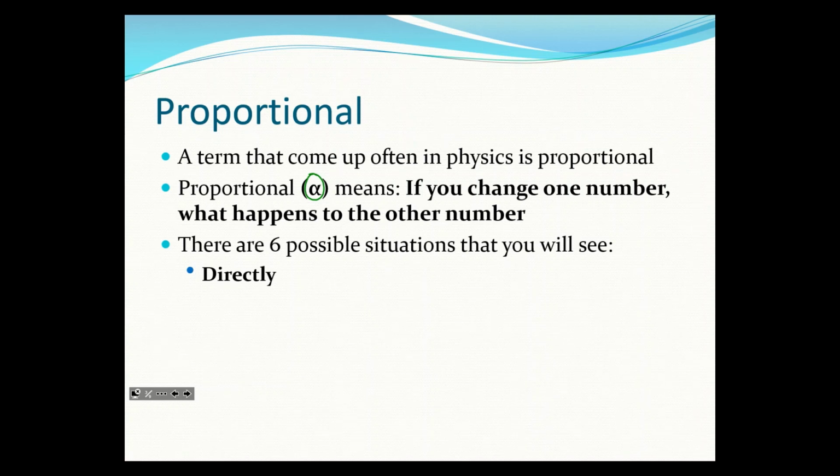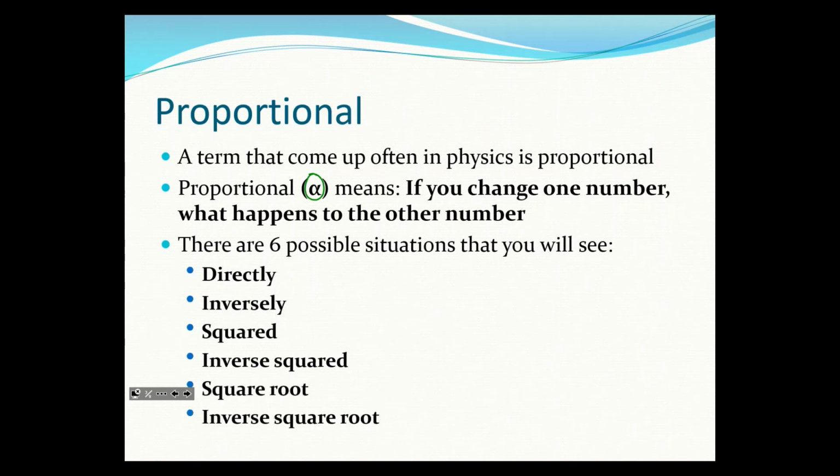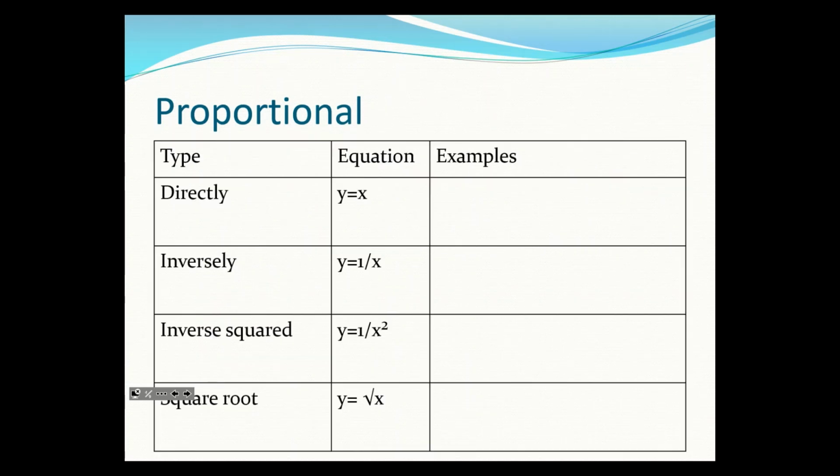So two numbers can be directly proportional, inversely proportional, squared proportional, inverse squared proportional, square root proportional, and inverse square root proportional, which it's all kind of the same stuff, and you'll get the hang of it. It's not like you have to memorize 6 different things, but those are the 6 different scenarios that you're going to see. Okay, so from those 6 scenarios, I'm going to give you 4 examples.